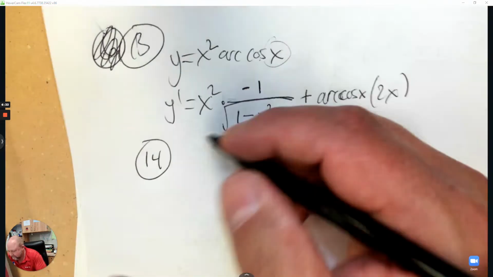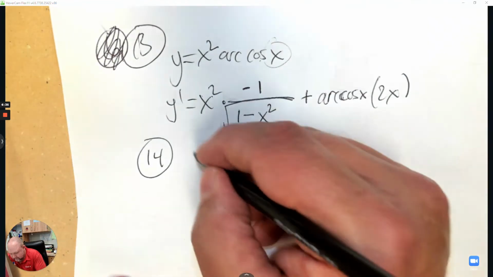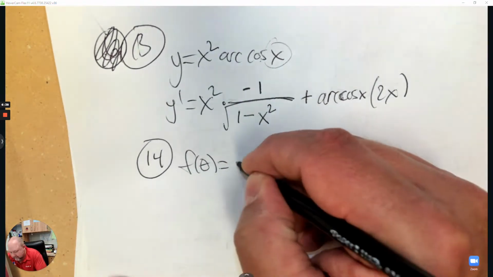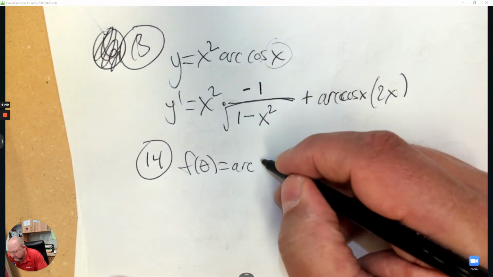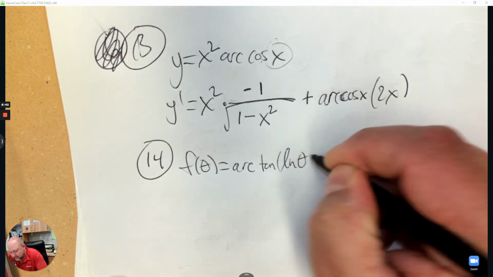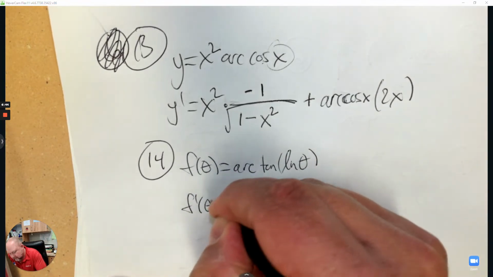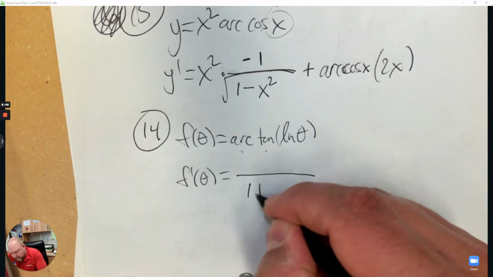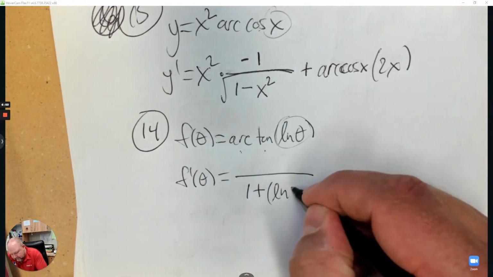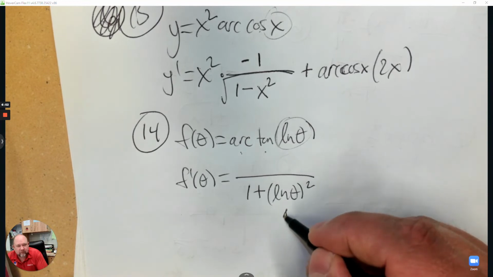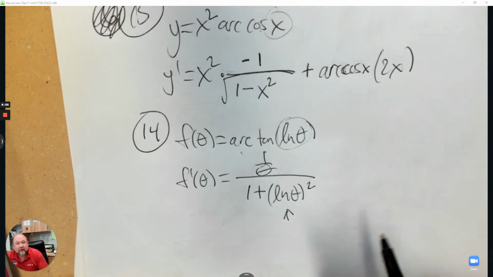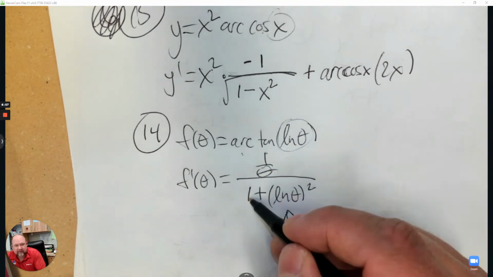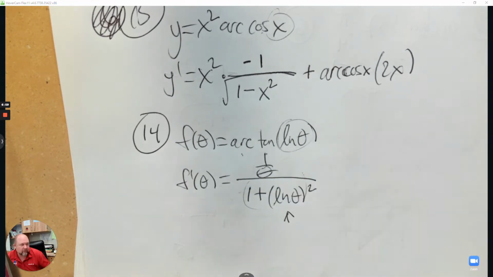Number 14. Theta is a variable just like x or y. It's okay. All right, arctangent is a fraction. It's 1 plus whatever you see squared, and then the derivative of that goes in the numerator. So that theta could also be below, and it's 1 over that.